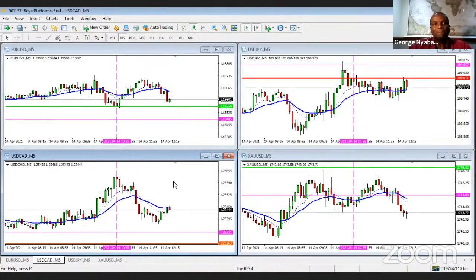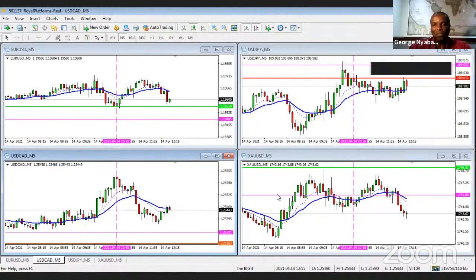So what I have is three currencies. There's Euro Dollar, USD Yen, USD CAD, and then gold on the bottom right. These are 5-minute time frames, 5-minute charts. Obviously, I've done the daily setup, which I'll take us through.